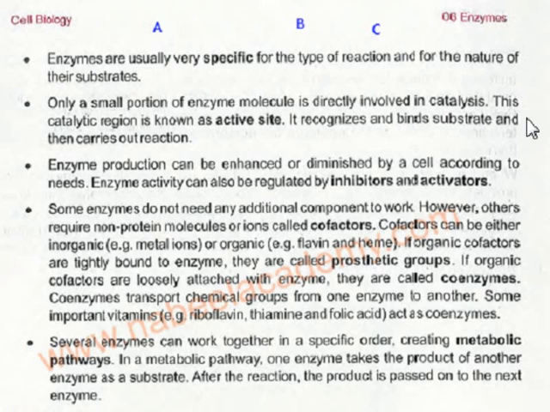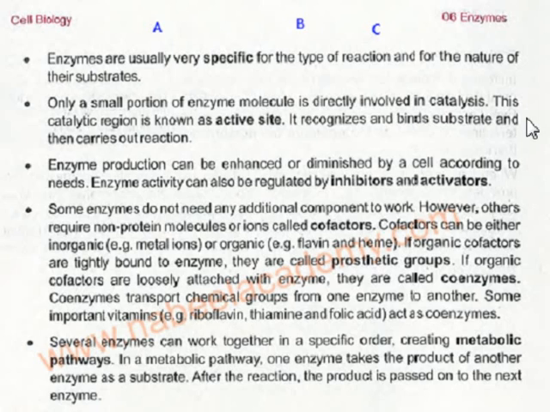So they say that enzymes have an active site which is involved in the catalysis, which means it is involved in the reaction. The other part is not involved. It recognizes and binds with the substrate and then it carries out the reaction. Enzyme production can be enhanced and can be diminished. Diminished means decreased. Increase or decrease in the production of enzyme is according to the need. If you need the enzyme in a larger quantity, the body will secrete it in a larger quantity. If the substrate is more, the enzyme will be more. If the substrate is less, the enzyme will be less. Understand?